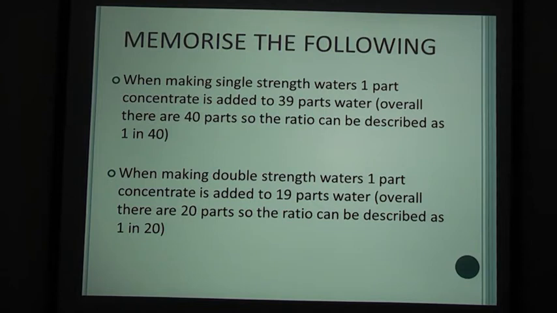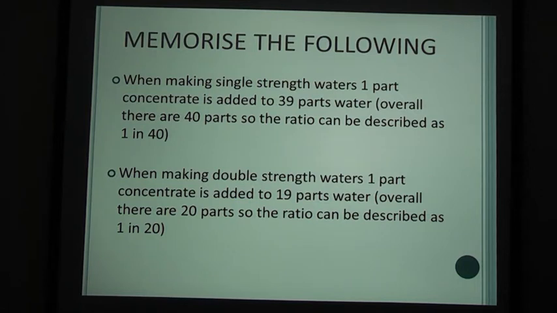So overall there are 40 parts. So the ratio is 1 in 40. So if you're making single strength, it's 1 in 40. 1 part concentrate, 39 parts water. 1 in 40. When making double strength, 1 part concentrate is added to 19 parts water, which means there are 20 parts overall and the ratio is 1 in 20. So double strength is 1 in 20, single strength is 1 in 40.